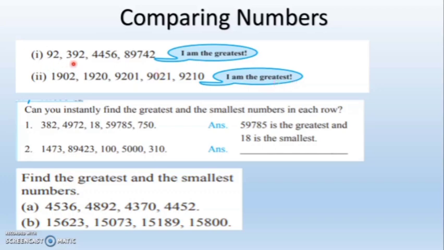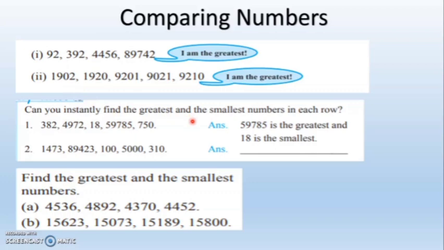Step 1 is to see if all the numbers are having the same number of digits. If they are having the same number of digits, then you have to see the leftmost digit and start comparing from there towards the right.